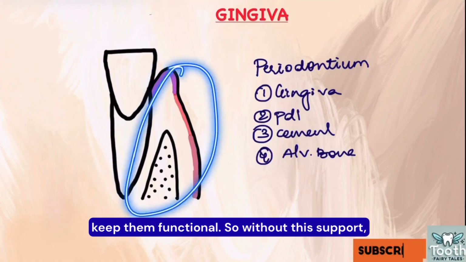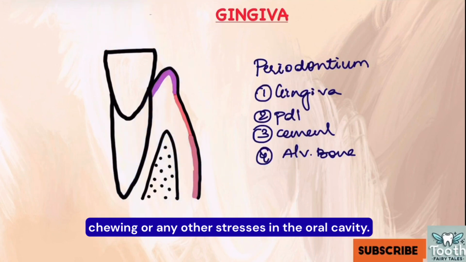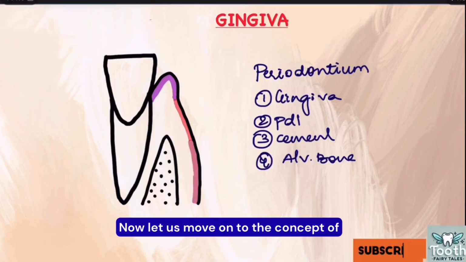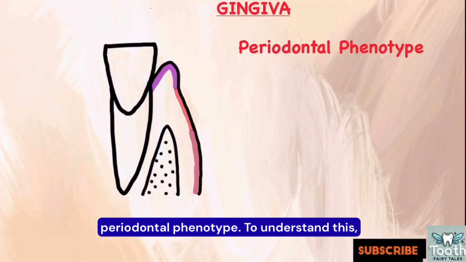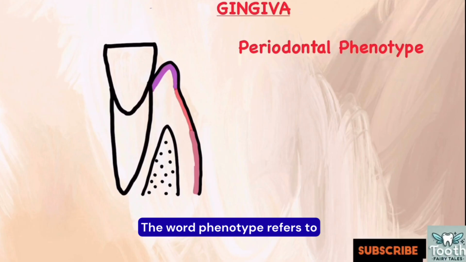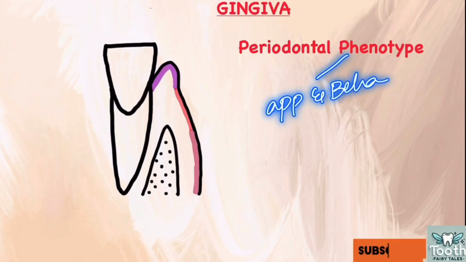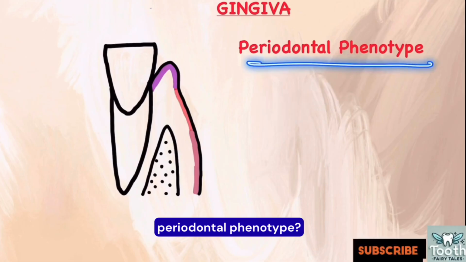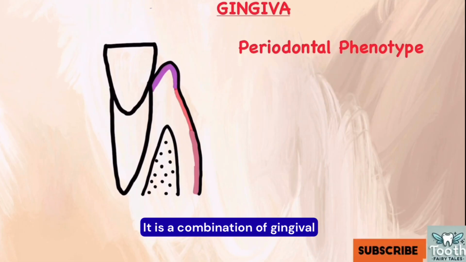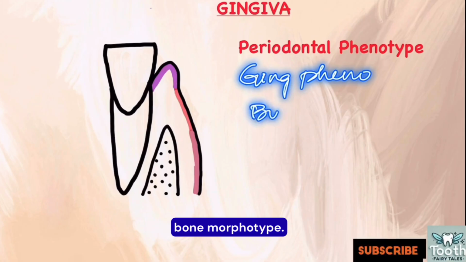Without this support, tooth will not be able to withstand the forces of chewing or any other stresses in the oral cavity. Now let's move on to the concept of periodontal phenotype. To understand this, we first need to know what is a phenotype. The word phenotype refers to appearance and behavior of the tissue. So what is a periodontal phenotype? It is a combination of gingival phenotype and bone morphotype.